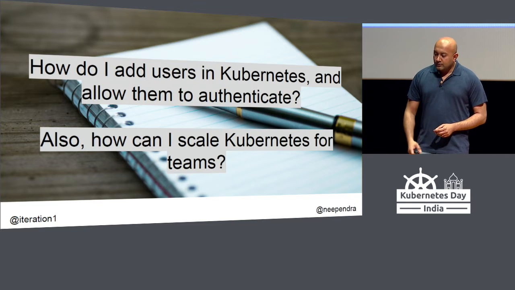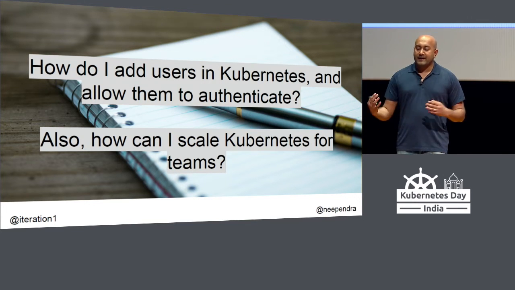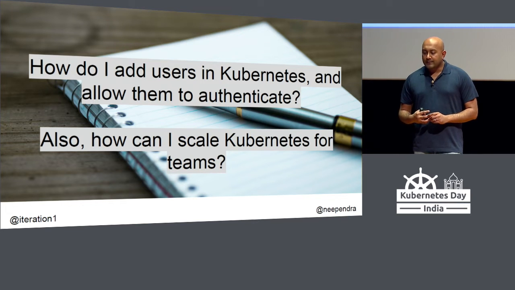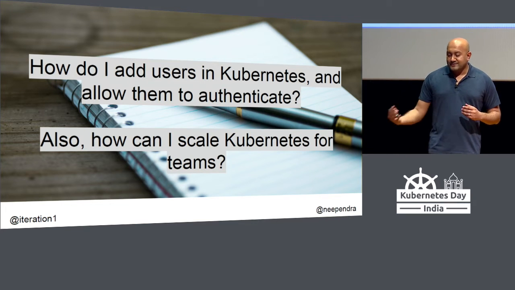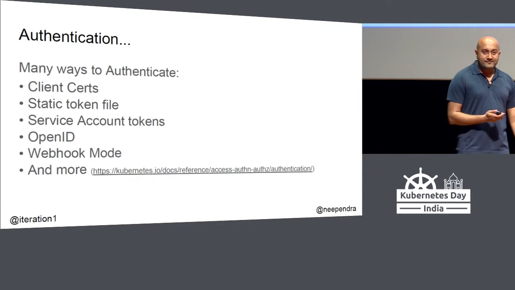Okay. So next up, we talked about, Liz had a great talk on all the different things that we do between RBAC and authorization, etc. So questions that come up are: how do you add users to Kubernetes? How do they authenticate? And how do you scale Kubernetes for teams?